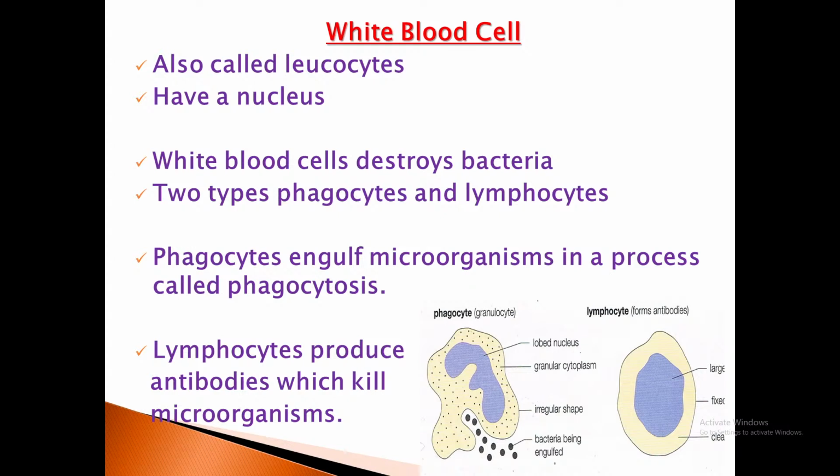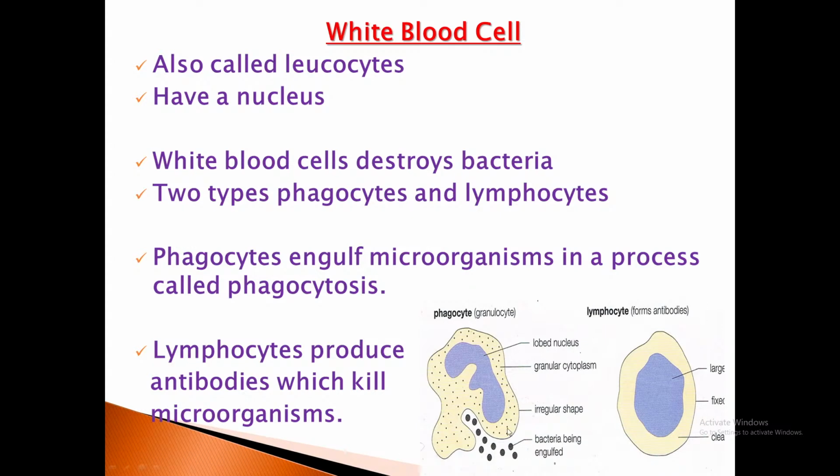Third pointer, white blood cells destroy bacteria. So your white blood cells, they actually work very close to your what is known as your immune system, because your immune system is that system that protects the human body, right? So white blood cell, its main function is to destroy microorganisms that cause some form of disease or sickness, where bacteria is one. Now there are two types of white blood cells. We have one that is known as the phagocytes, and we have one that is known as the lymphocytes. So those are the two different types of white blood cell.